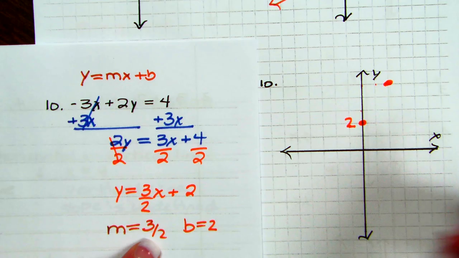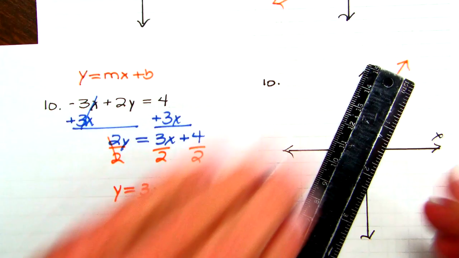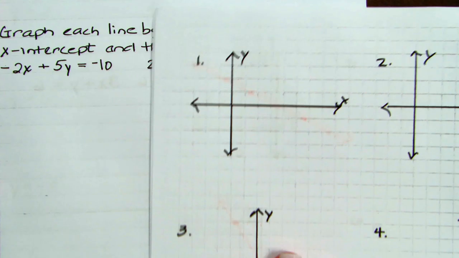So I'm going to go to my graph. I'm going to go up to 2 on the y-axis and put a dot. That's my starting point. And then from there, I'm going to go rise over run, 3 over 2. I'm going to go up 1, 2, 3, and then right 1, 2. Since I don't have graph that I can keep going, but I would like to have another point, I could go down 1, 2, 3, and then left 1, 2. And then there's my line. So just a quick overview of what we did in class.